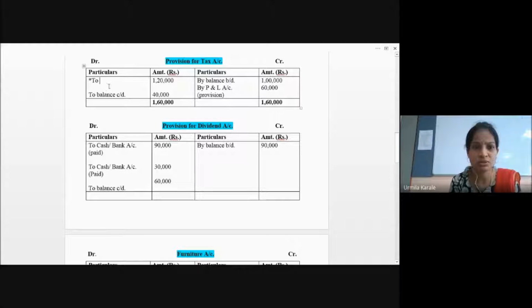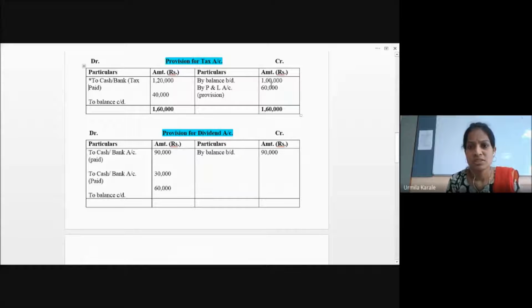Now what you are doing? You are using that, which means you are paying the tax. When you pay the tax, tax account debit to cash or bank account. So this is tax paid. Okay. So provision created, provision utilized. Okay. 1 lakh was already there, plus another 60,000 provision was created.